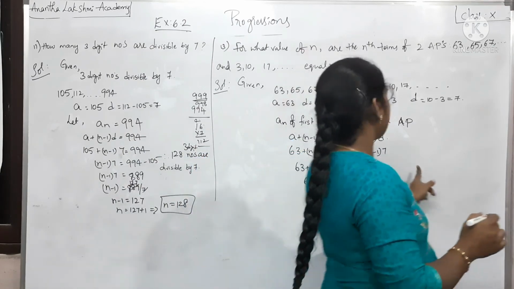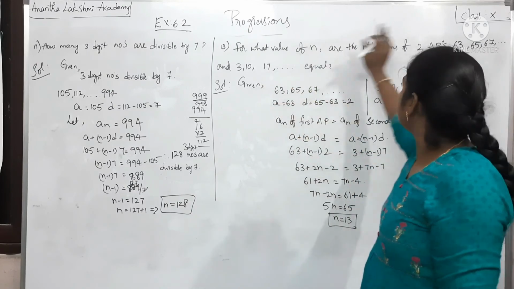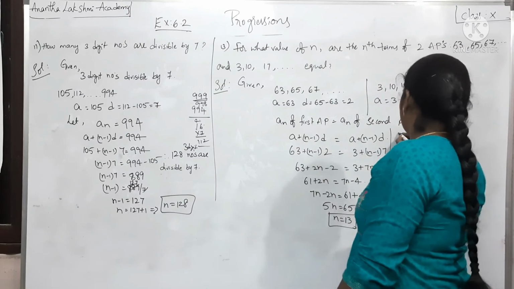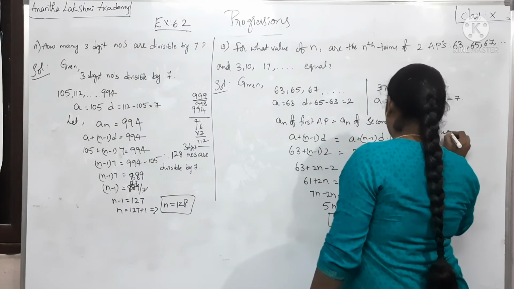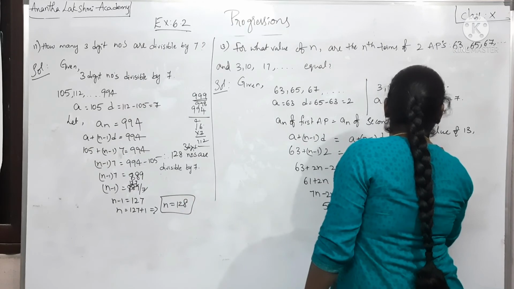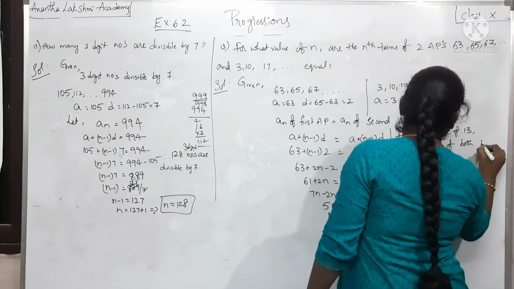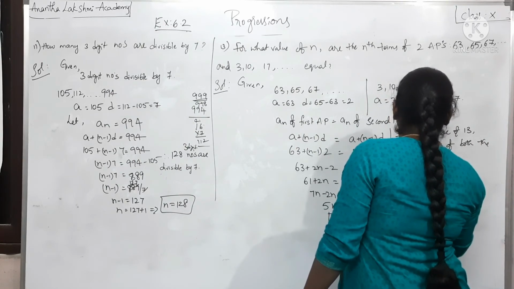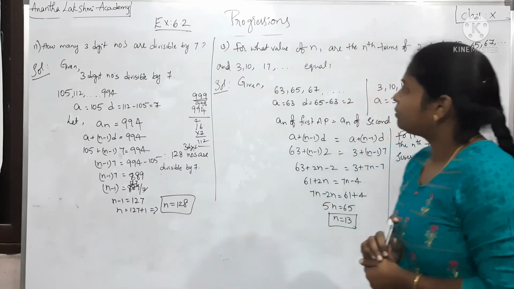Therefore, for the value of n equal to 13, the nth terms of both the series become equal. Therefore, for the value of 13, the nth terms of both the series are equal. All right, that's about problem number 13.